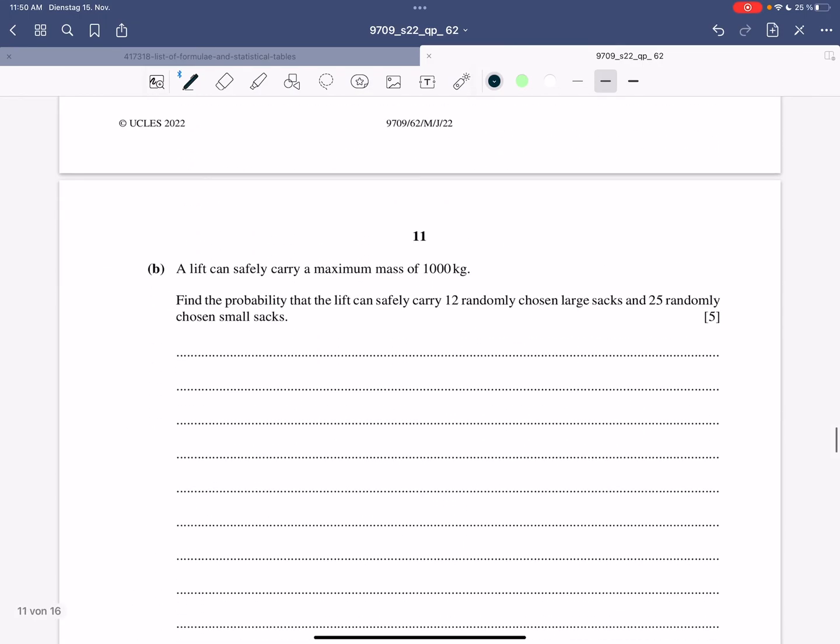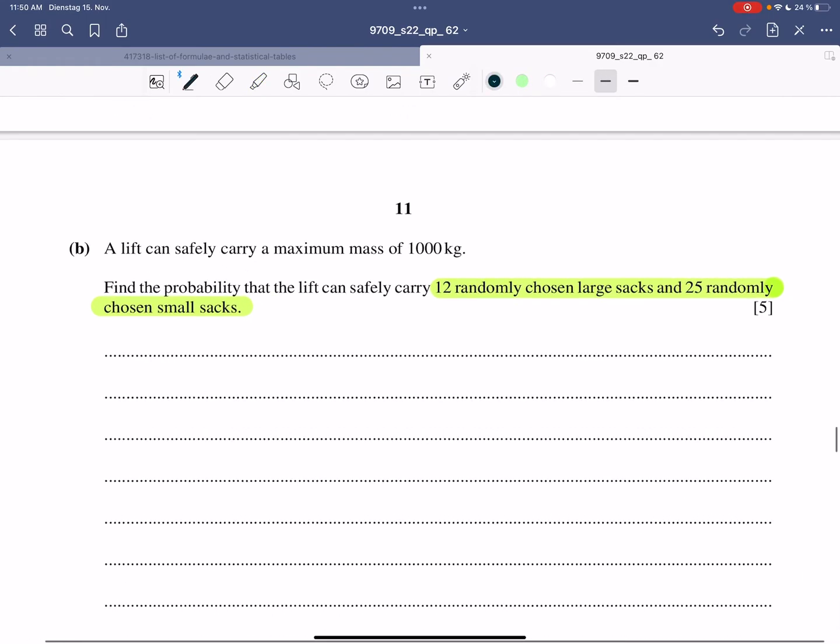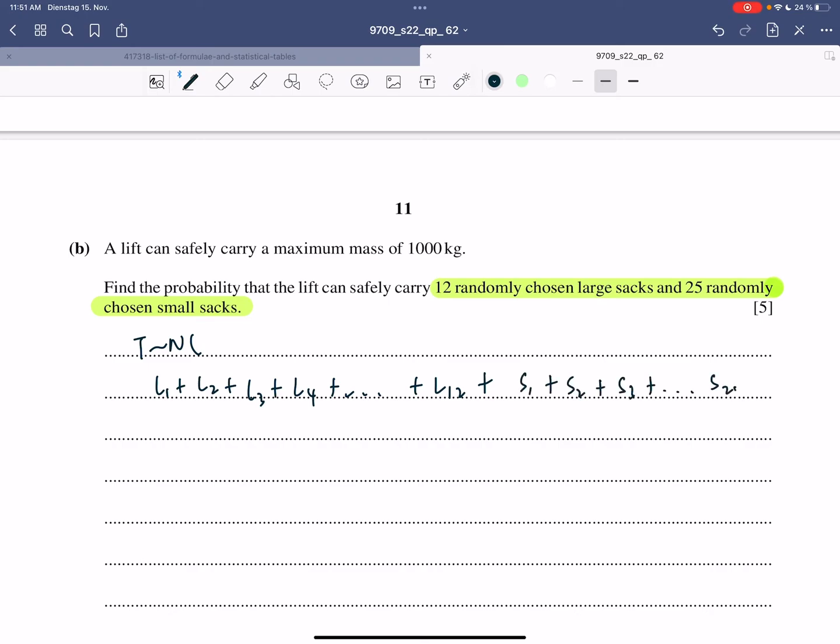So question B, a lift can safely carry a maximum mass of 1000 kg. Find the probability that a lift can safely carry 12 randomly chosen large sacks and 25 randomly chosen small sacks. So now it is total. So basically let's denote total distributed normally. So basically what you're finding is L1 plus L2 plus L3 plus L4 until L12. And similar for the small sacks, S1 plus S2 plus S3 until S25.